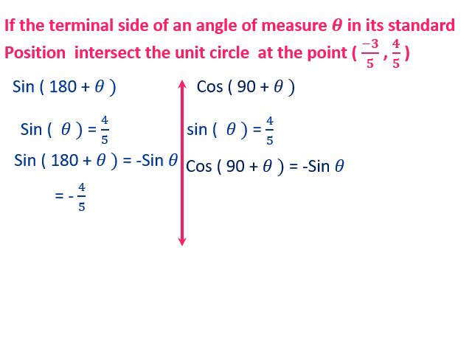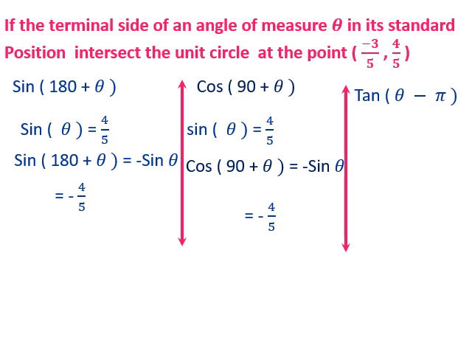Negative because in the second quadrant cosine will be negative, and sine because cosine will be changed into sine in the case of 90 degrees. Finally, it will be negative 4/5.